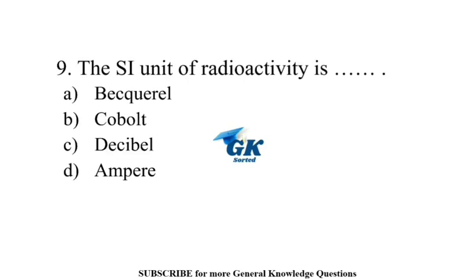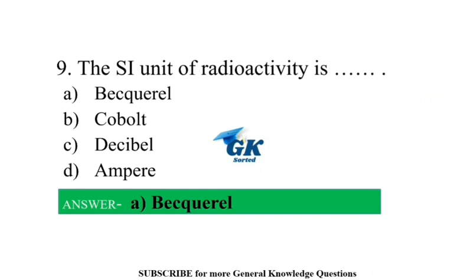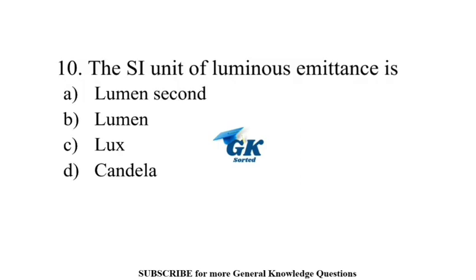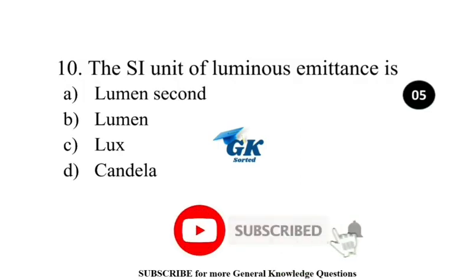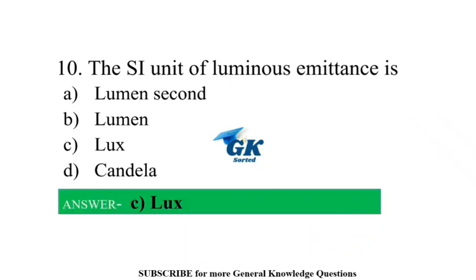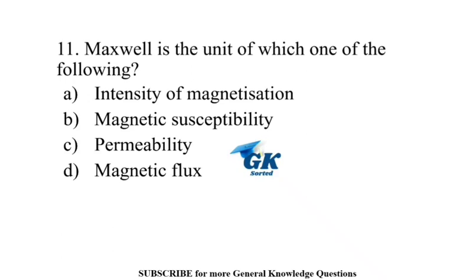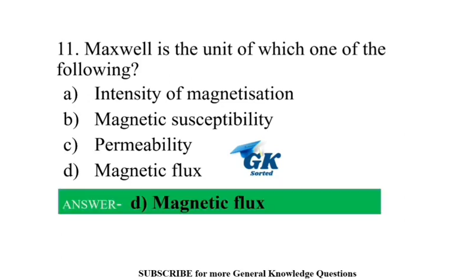The SI unit of radioactivity is becquerel. The SI unit of luminous emittance is lux. Maxwell is the unit of which one of the following? Magnetic flux.